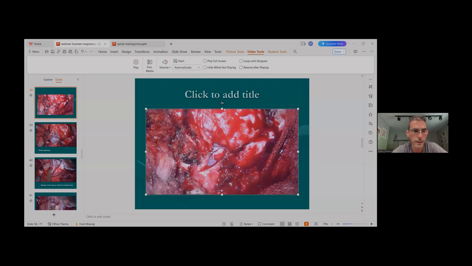Thank you very much, Dr. Shah. Excellent lecture. The next speaker, Dr. Manas Kumar Panigrahi, will talk about the posterior approach to the craniovertebral junction. Please, Dr. Panigrahi.